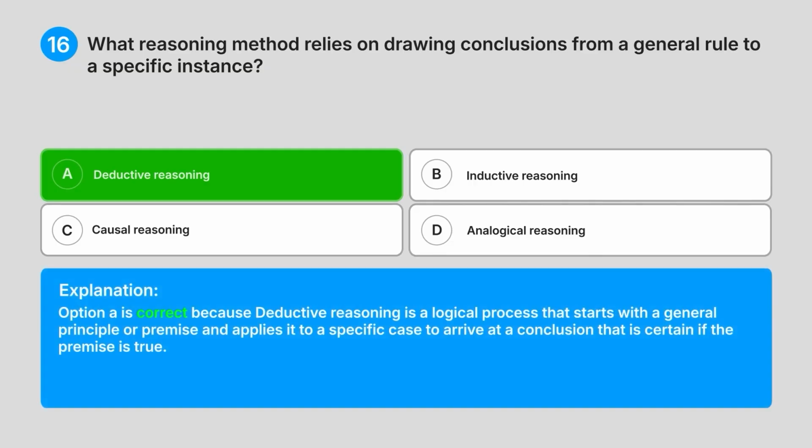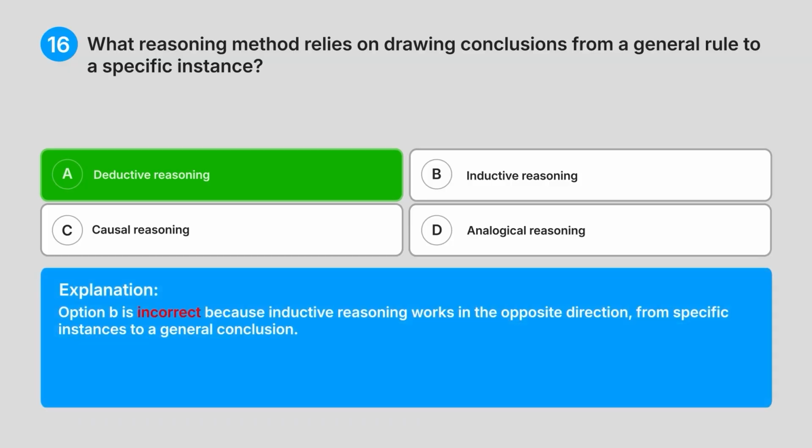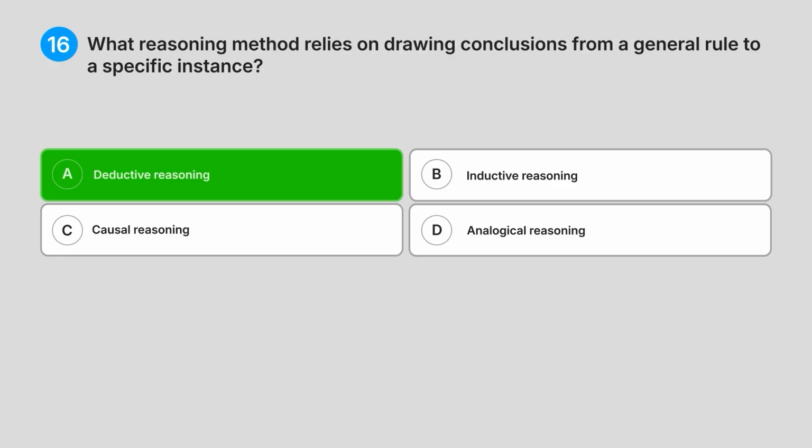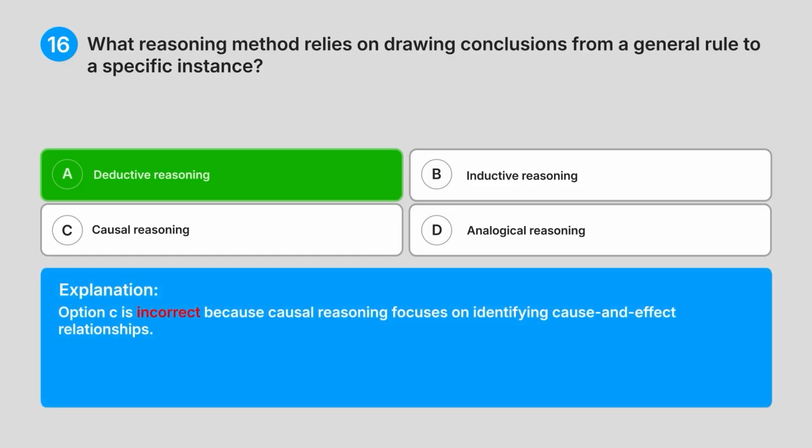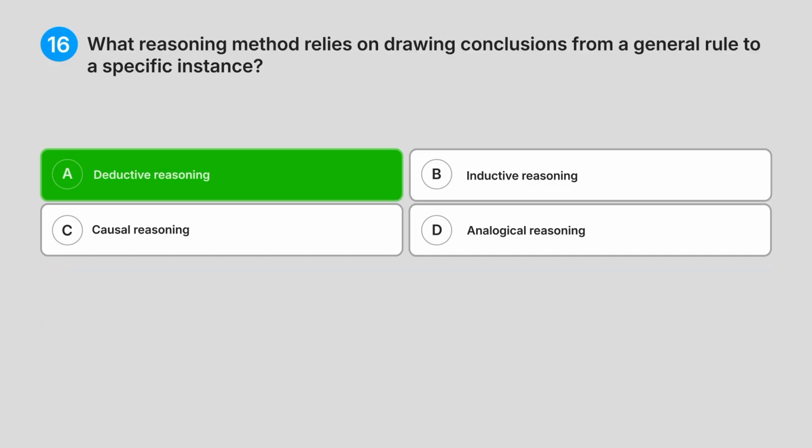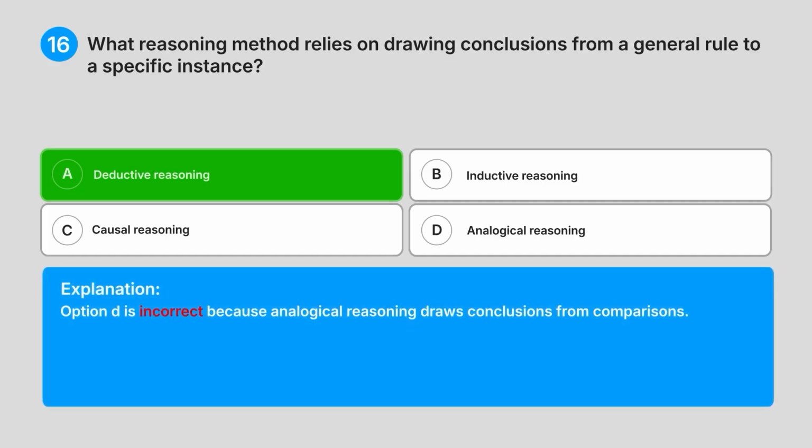Explanation. Option A is correct, because deductive reasoning is a logical process that starts with a general principle or premise and applies it to a specific case to arrive at a conclusion that is certain if the premise is true. Option B is incorrect because inductive reasoning works in the opposite direction, from specific instances to a general conclusion. Option C is incorrect because causal reasoning focuses on identifying cause and effect relationships. Option D is incorrect because analogical reasoning draws conclusions from comparisons.